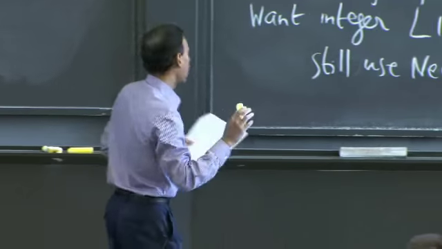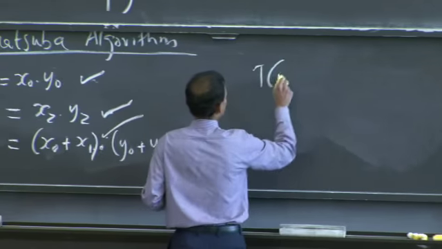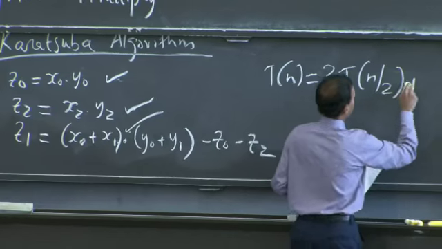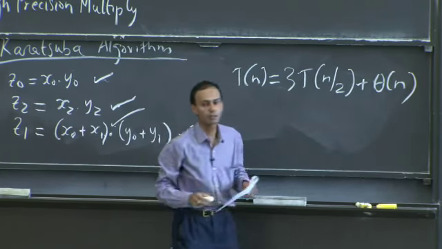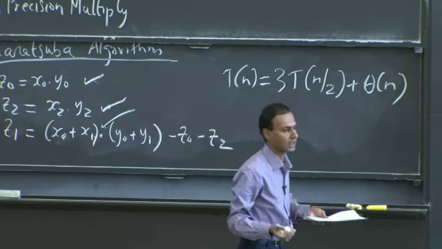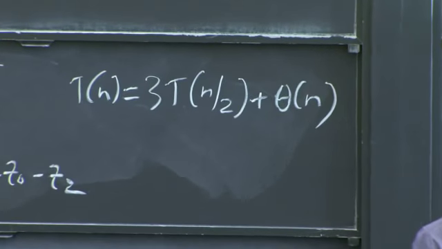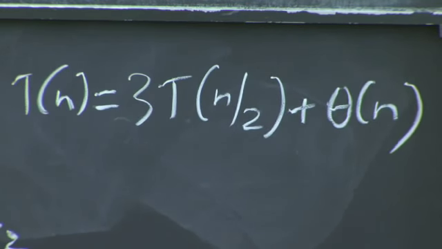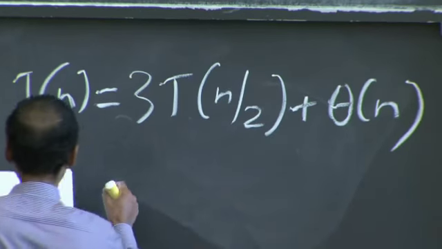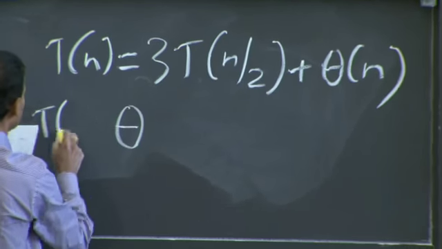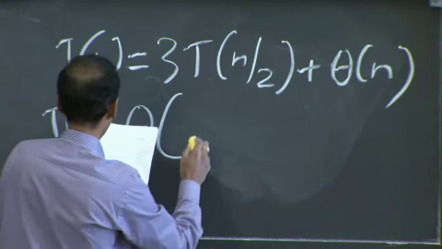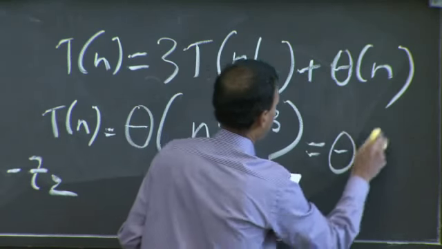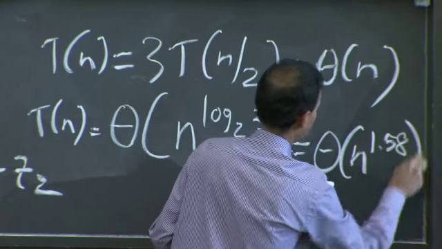Tell me how the equation for Tn changed: Tn equals 3 times T of n over 2 plus theta n, because you're doing 3 multiplications rather than 4. Multiplications are the complicated operation, and divisions are even more complicated, but additions are easy, and you can do those in linear time for n digit numbers. So Tn equals theta of n raised to log base 2 of 3, which is, by the way, theta of n raised to 1.58, roughly speaking.